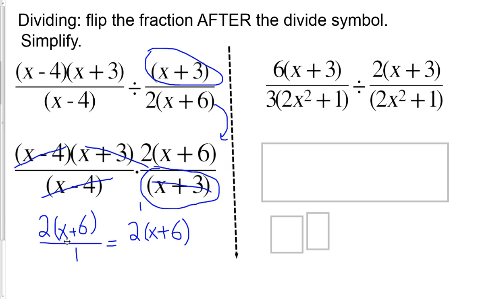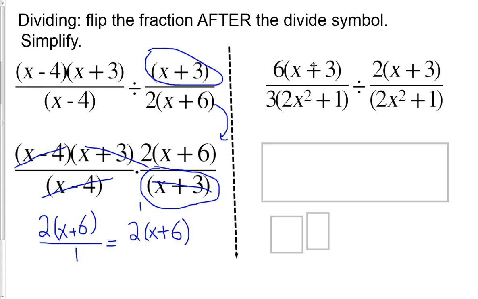If you have a 1 over 6, that's not 6, right? 1/6 is less than 1. In this case, we have 2 times a number over 1. Well, dividing by 1, they would just get the whole 2 times x plus 6. And that's why in the bottom, if there's a 1, it's just going to disappear. But in the top, it needs to stay put.